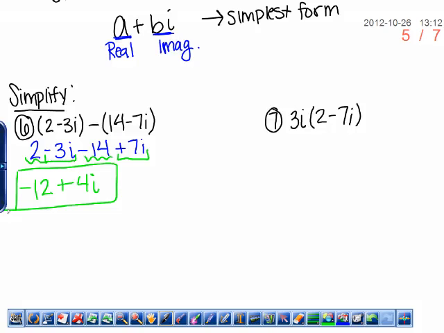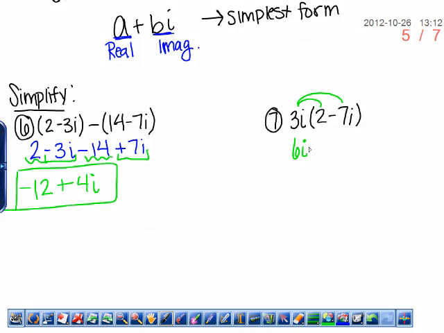All right, number 7. 3i times 2 minus 7i. What are we going to have to do with that 3i? Distribute. 3i times 2, 6i. 3i times negative 7i. Let's break it down piece by piece.